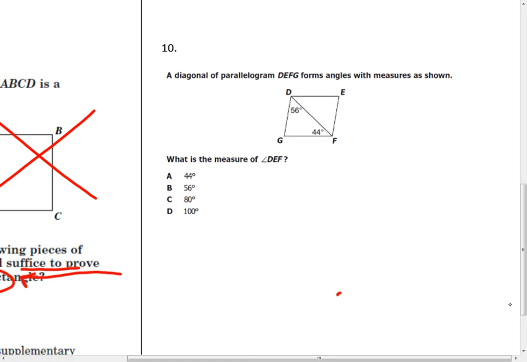This is just a parallelogram. I see some Z-shapes in here, so I can put 44 up here. 56 goes here. What's left for DEF? That looks like 80.